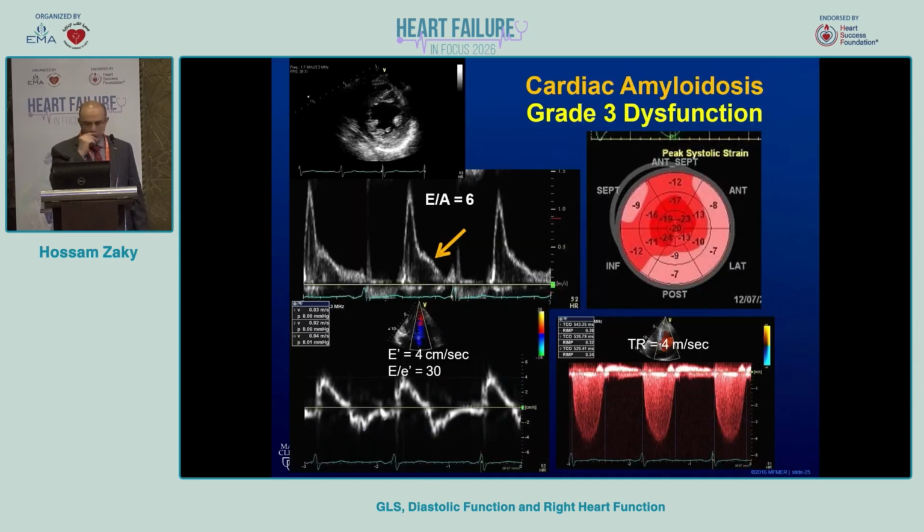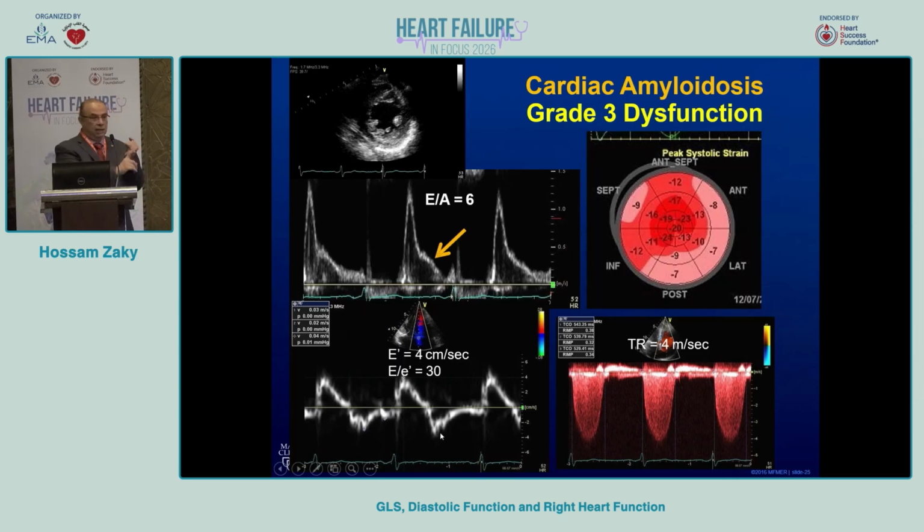Let's see this one. This is a patient with ATTR cardiac amyloid. His E/A ratio is 6, more than 3. We have, of course, the cherry on top of preserved contractility in the apex, but the TR is 4. And the e' is 4. This is less than 7. And the E/e' ratio is 30.